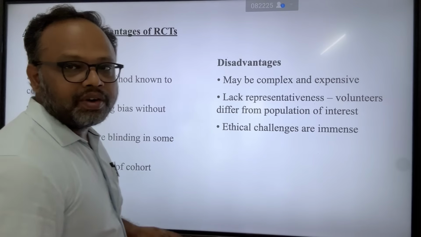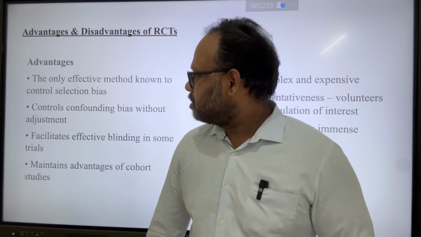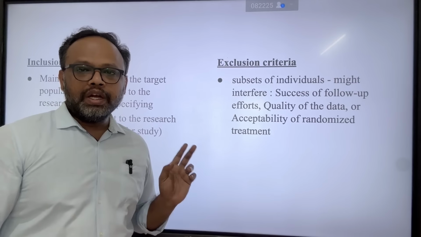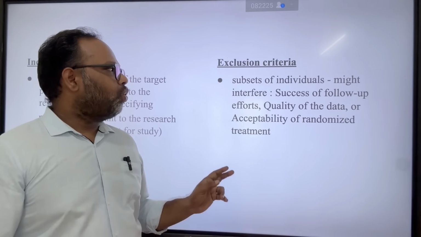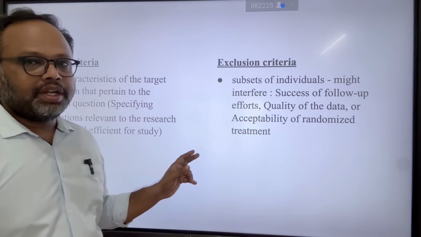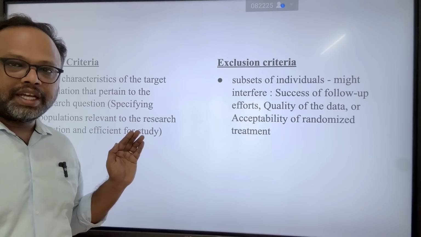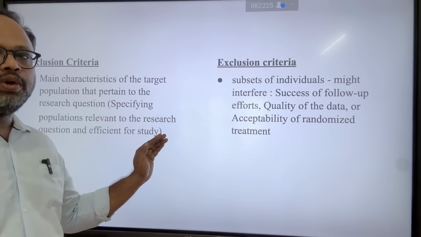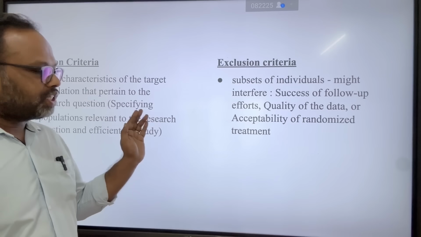We have seen the advantages and disadvantages of the RCTs. We have also seen the inclusion and exclusion criteria, how we frame them, and what parameters or characteristics of the population we need to include and which we need to exclude, as given in the slide.